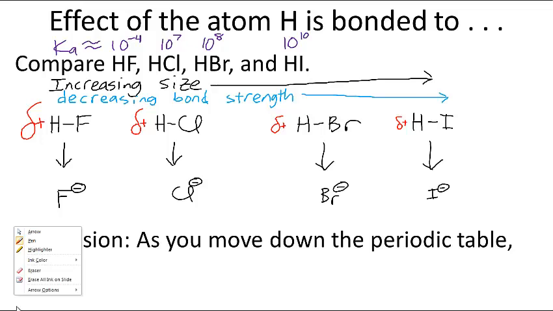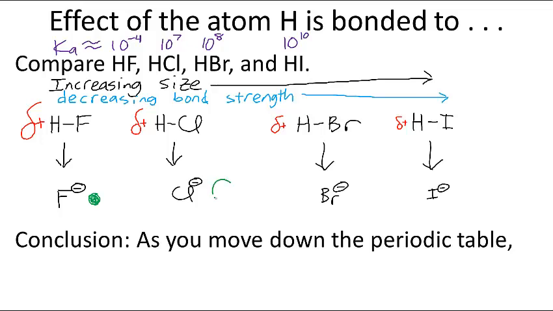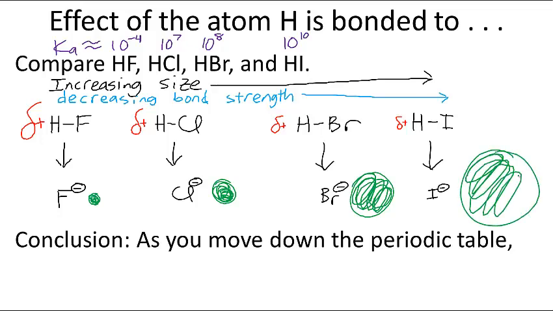And here the size is also important. F minus is actually maybe this tiny little circle there. Cl minus is going to be a bit bigger circle. Br minus is a bigger circle. I minus is this big old sphere.